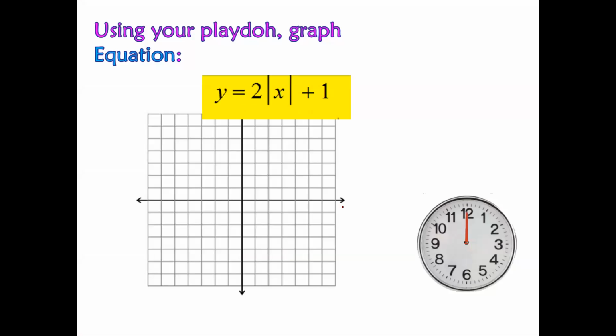Question number 6. Pause the video and graph it. All right, so looking at this right here, that means you're going to go up 1, and it's going to be a skinnier shaped V.